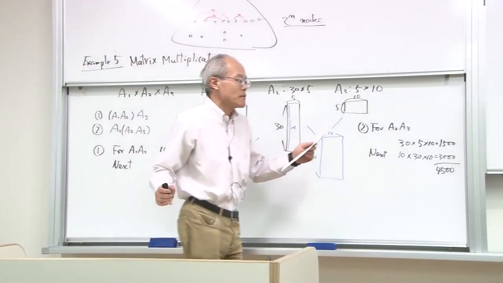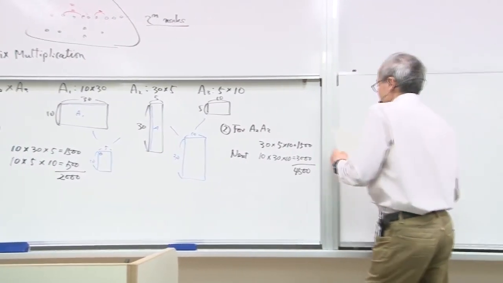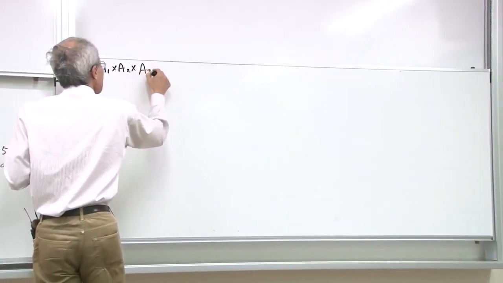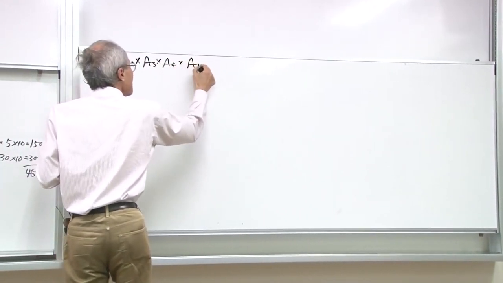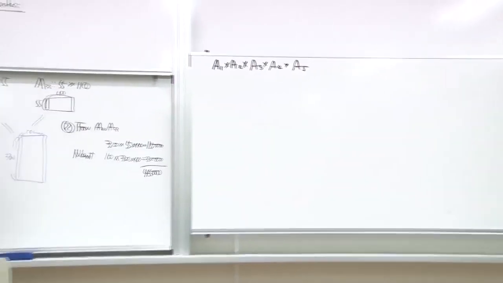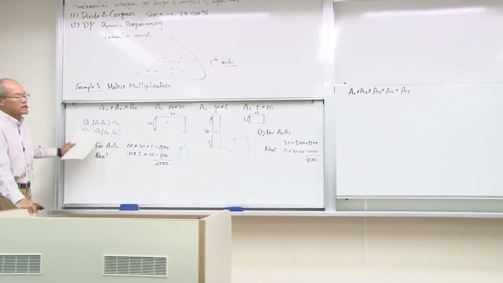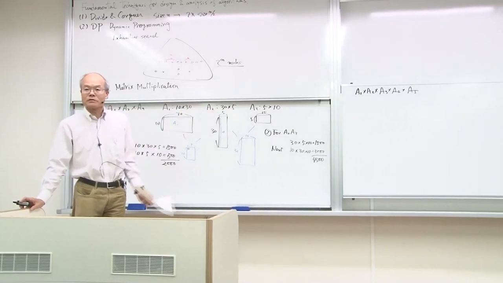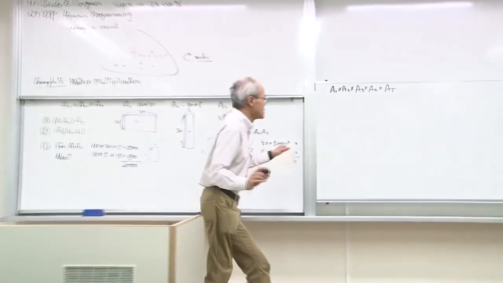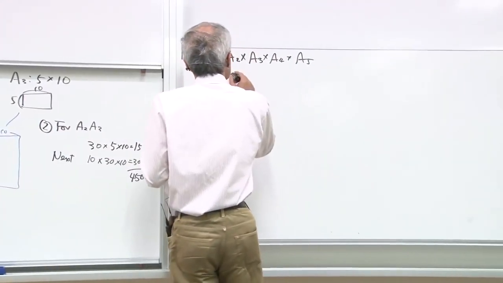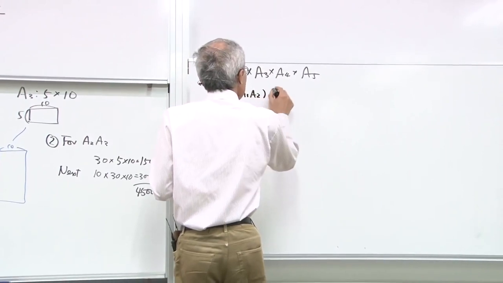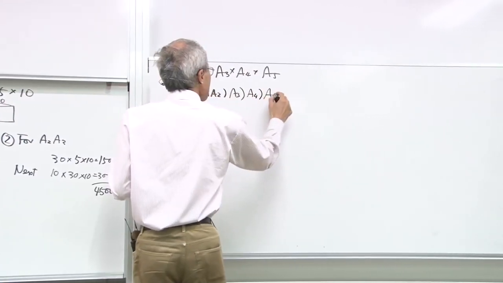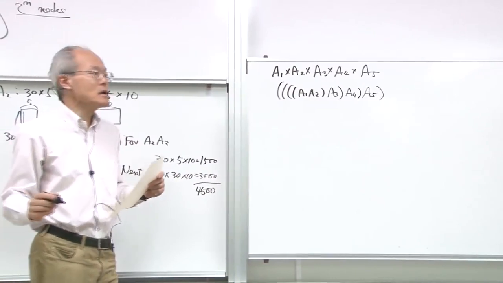What if we are given, for example, 5 matrices? Now we are given A1, A2, A3, A4, A5. In the case of the 3 matrices, we have only two different orders. How many orders of different multiplication do we have now? Well, maybe we can do A1, A2 first, then A3, then A4, then A5. This is one order.